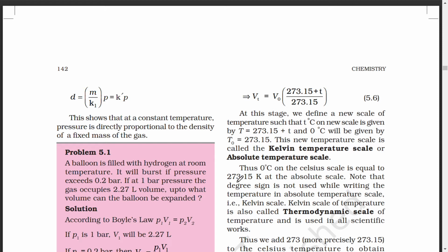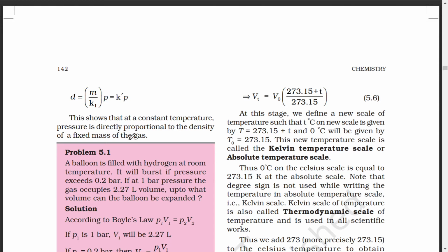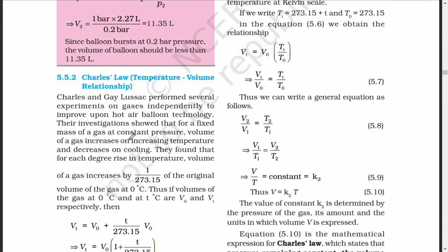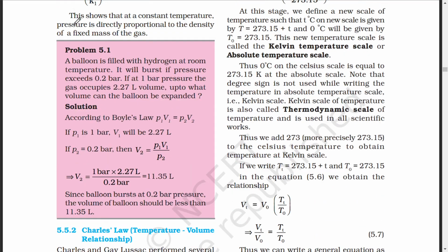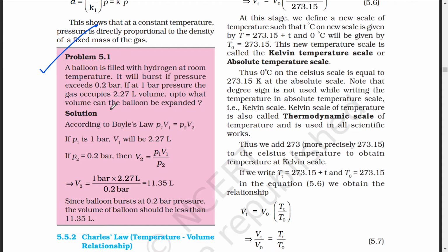So this shows that at constant temperature, pressure is directly proportional to the density of a fixed mass of gas. Right. Now this question you guys can do. If you want, you can write it in the comment section. I will be replying to that also. So yeah.